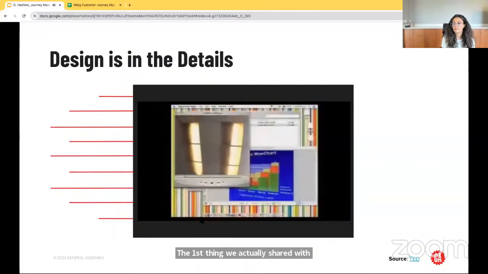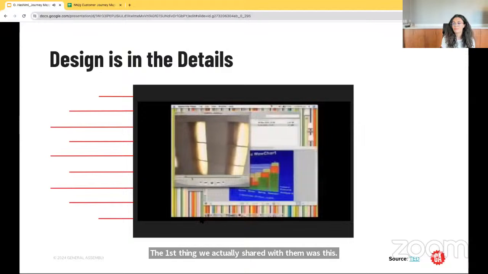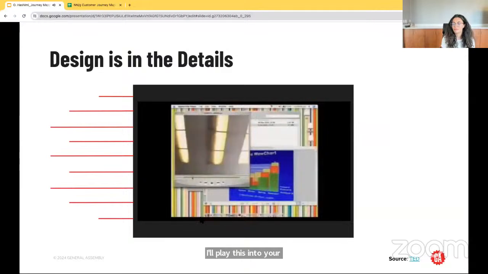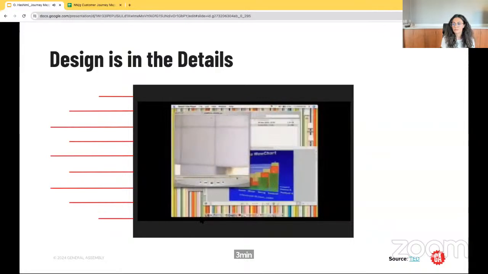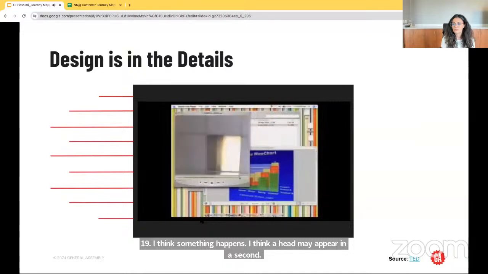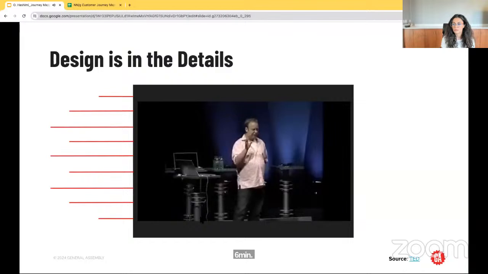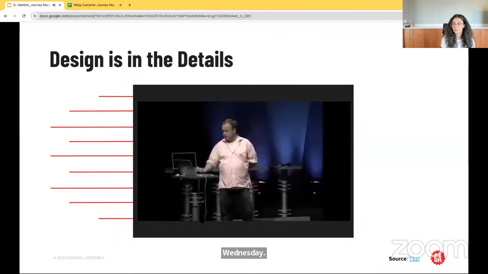I'll play this into your eyeballs completely dissolve. This is 59 seconds into the film. This is 1:59. 3 minutes 19. I think something happens. I think a head may appear in a second. 5 minutes 10. 5 minutes 58. 6 minutes 20. We showed them the whole cut and they were all completely, what is this?